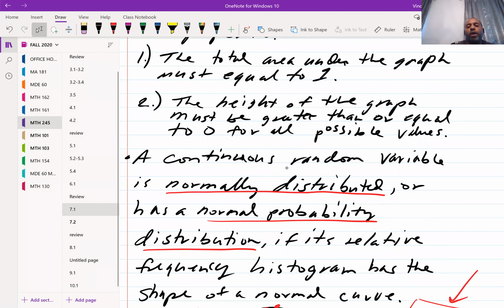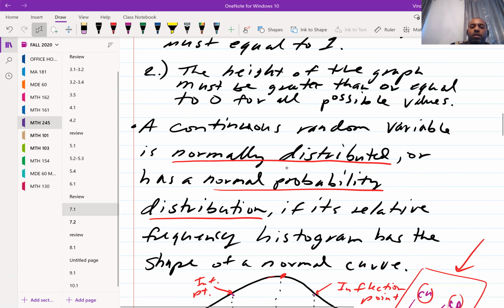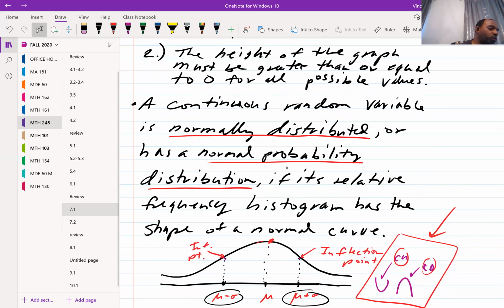All right, a continuous random variable is normally distributed, or has a normal probability distribution, if its relative frequency histogram has the shape of the normal curve. That's the normal curve right there.